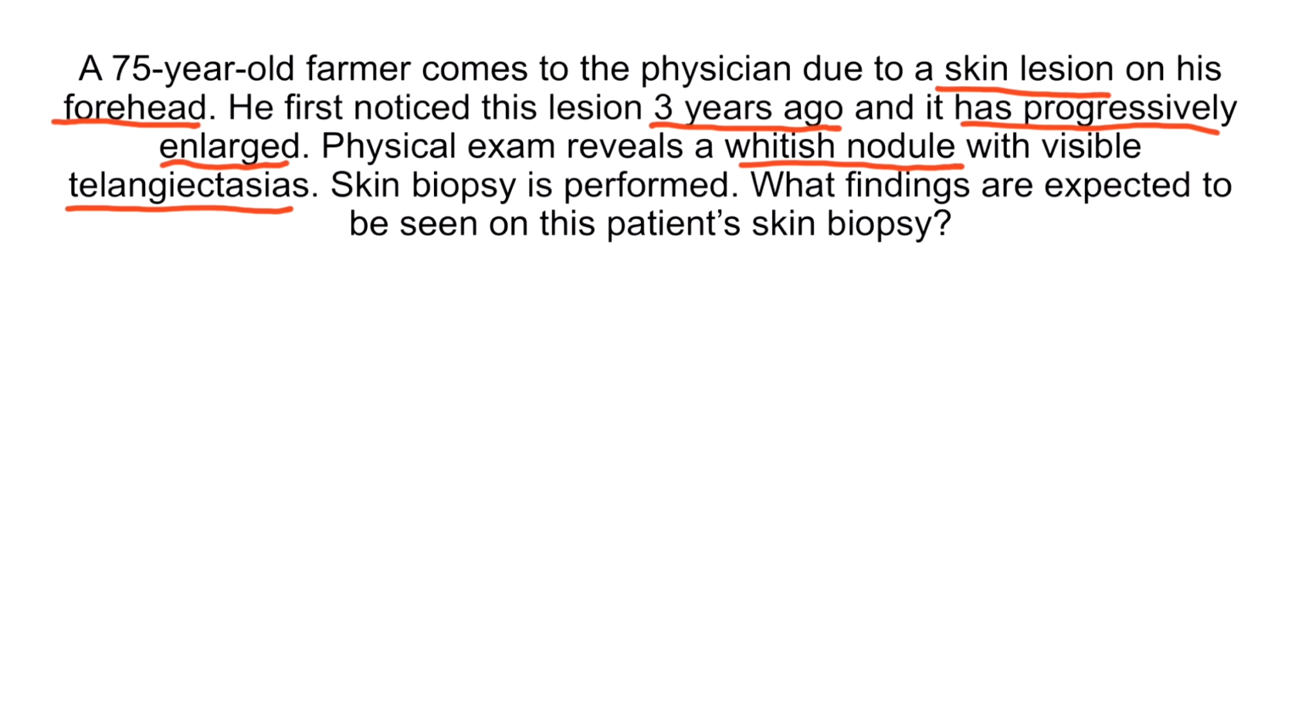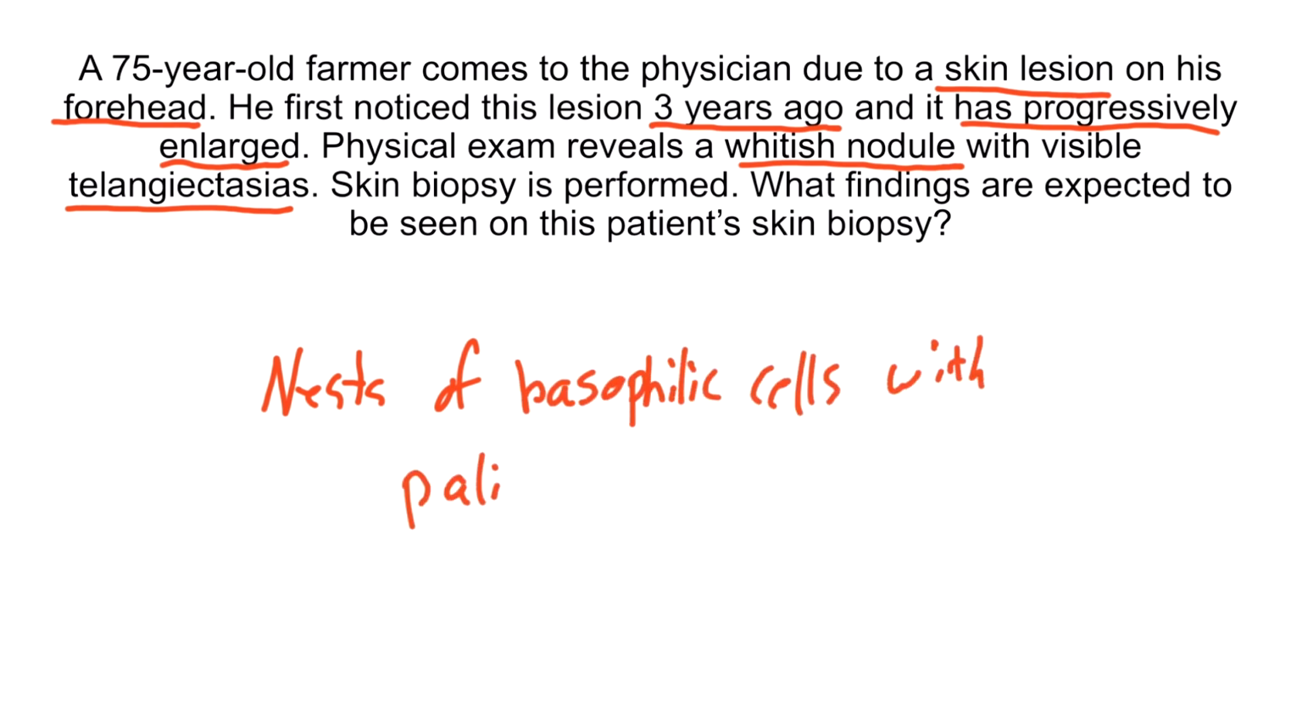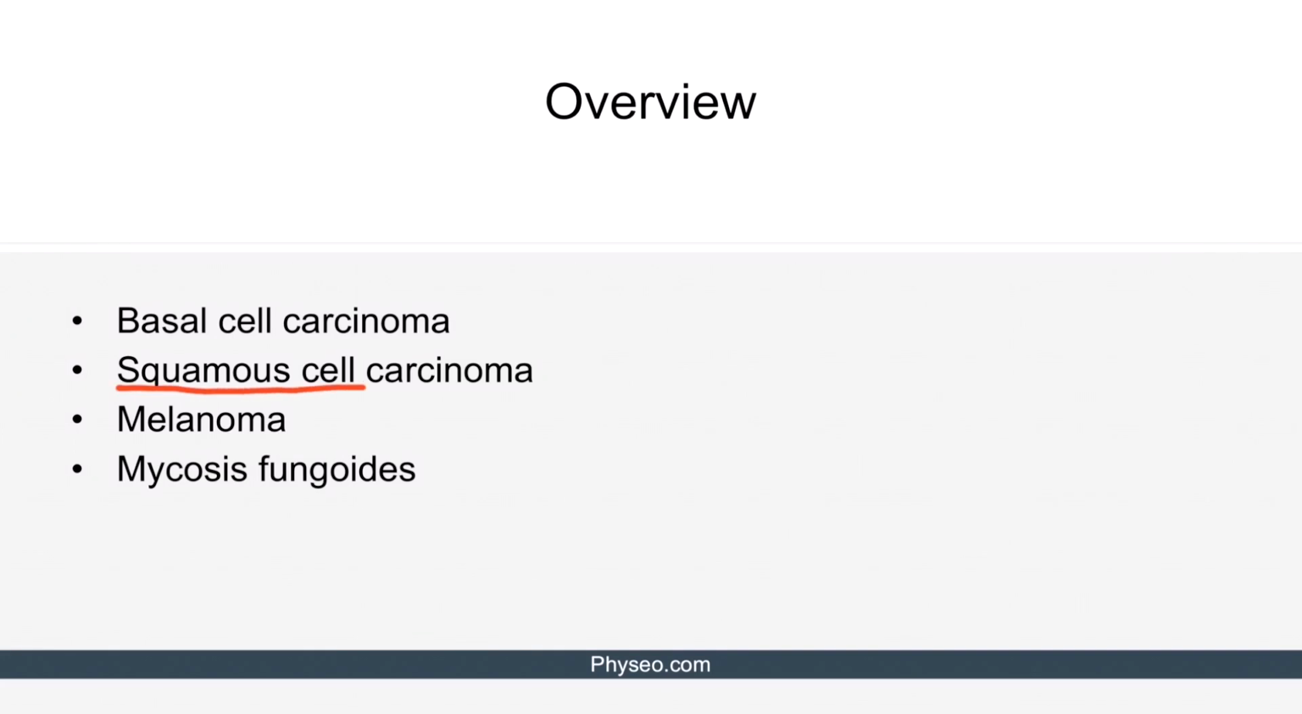Okay, this is an elderly farmer with possibly prolonged sun exposure who now presents with a 3-year history of a whitish nodule accompanied by telangiectasias. This is a classic description of basal cell carcinoma, also known as BCC. Now, the question asks what the classic skin biopsy findings are for basal cell carcinoma. If we recall from previous slides, a basal cell carcinoma is characterized by intradermal nests of basophilic cells with a palisading pattern. Now let's move on to squamous cell carcinoma.